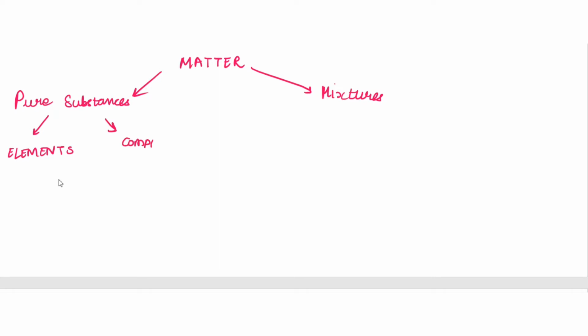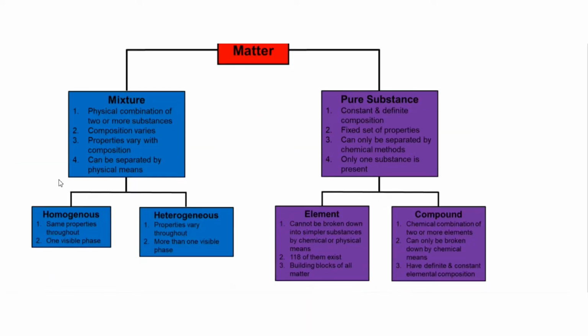So now let's move on to classify matter. Matter can be classified into two types broadly, that is one, pure substances, second one, mixtures. Pure substances again are of two types, that is elements and compounds, and mixtures again can be classified into two types, homogeneous mixtures and heterogeneous mixtures. So pure substance is nothing but anything that has constant and definite composition, whereas mixtures have different varying composition, and it is a combination of two or more pure substances.